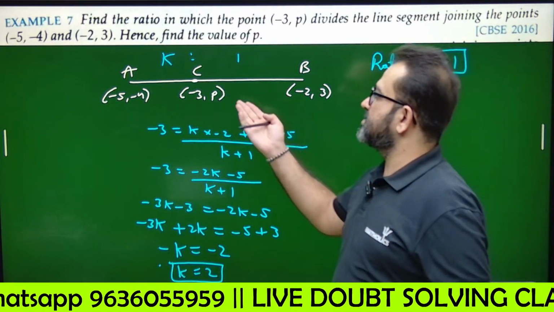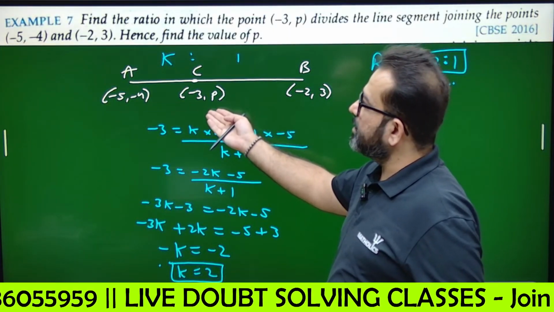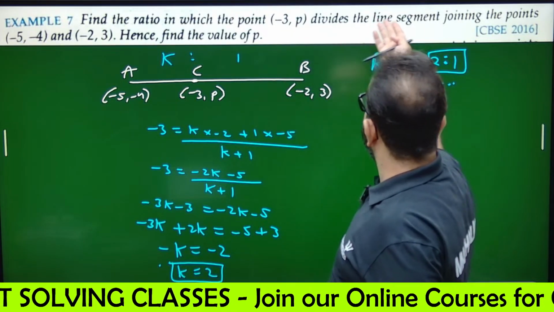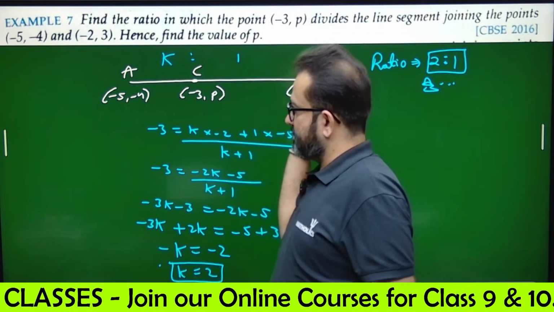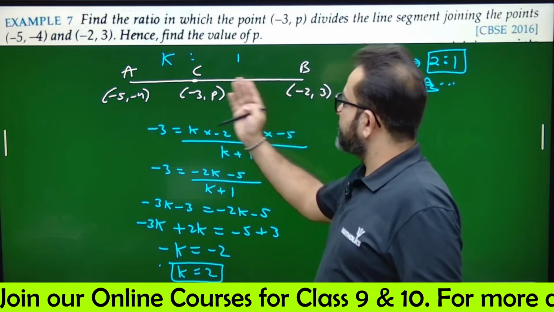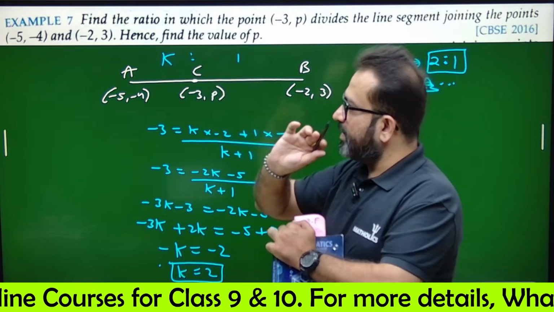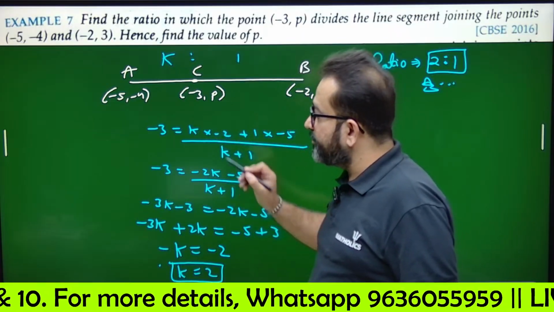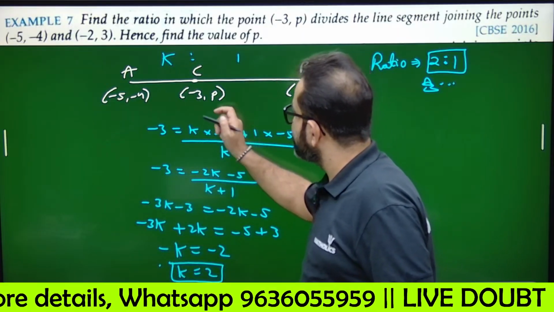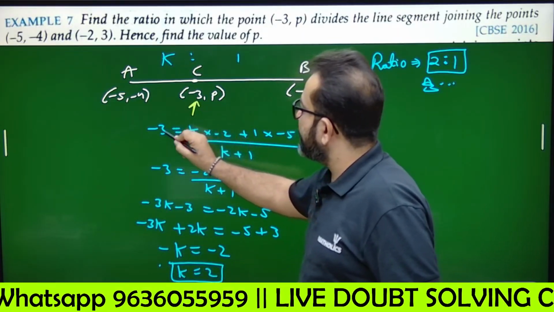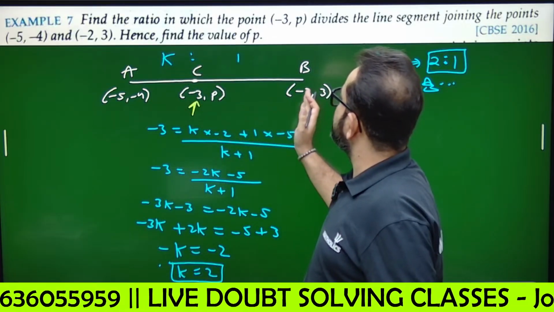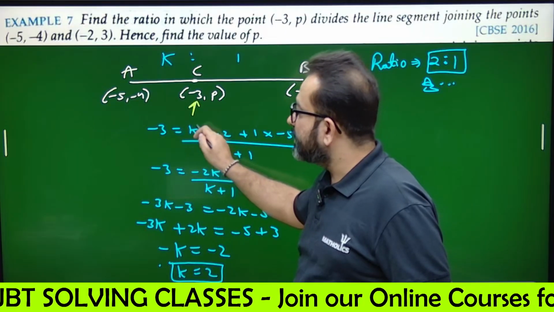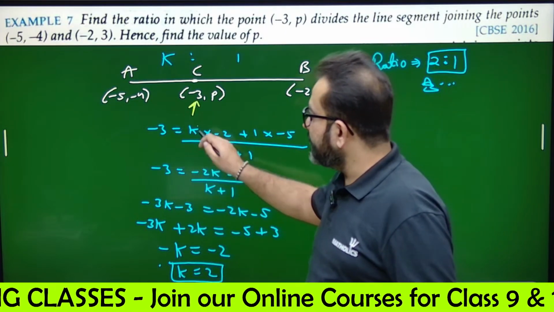Okay, in this question, this is given as minus 3 comma p, and you have to first find the ratio in which the point minus 3 comma p divides the line segment joining these two points. Let the ratio be k is to 1, because we have to find the ratio, and the point is minus 3 comma p. So first use this minus 3. You'll write minus 3 equals to what? K into minus 2, 1 into minus 5, same. In this way you'll find k.